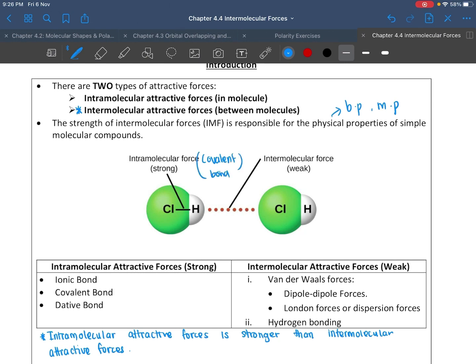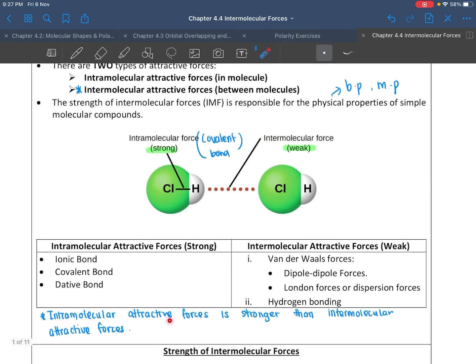Then we have this one pula. This is one HCl molecule, and this is another HCl molecule. The bonding between these two HCl molecules, itulah yang kita panggil intermolecular forces. Itu yang kita nak belajar sini. As you can see here, saya tulis strong, saya tulis weak. So from here you should be able to detect that intramolecular forces is stronger than intermolecular forces.